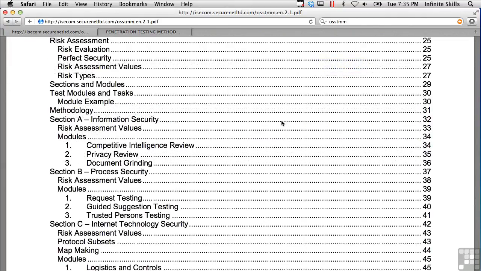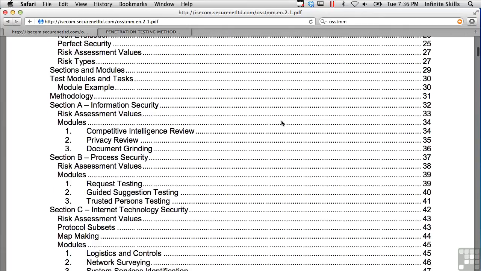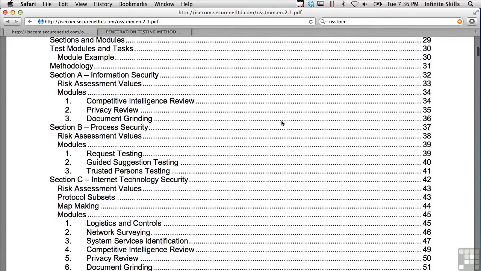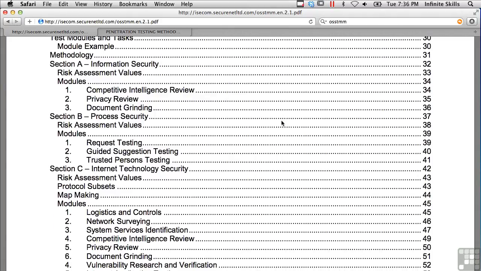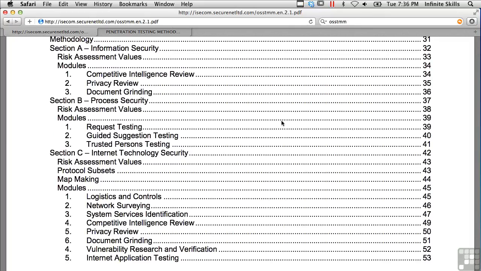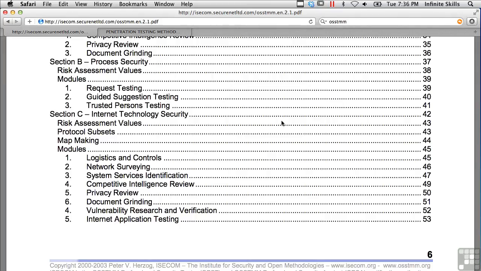Section A is information security, and they talk about doing a competitive intelligence review and a privacy review and document grinding. Document grinding is getting architecture documents and policies and procedures and any sort of documentation that you can get from your client or your target, and just digging through it to see what you can find and what you can learn. Section B is about process security. It talks about risk assessment values, and they talk about request testing and guided suggestion testing and trusted persons testing, and those are three different types of testing that they have guidance around.